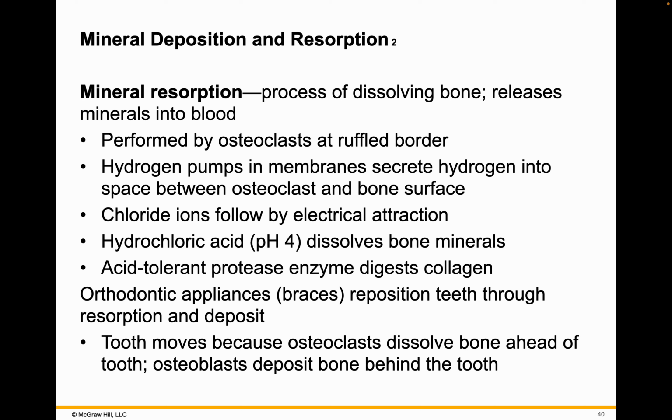Orthodontic appliances, or braces, reposition teeth through the process of resorption and deposition. The tooth moves because the osteoclasts dissolve the bone ahead of the tooth, and bone is deposited behind it by osteoblasts.